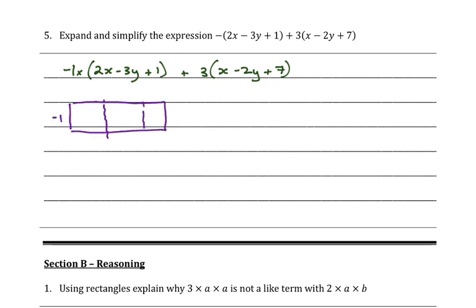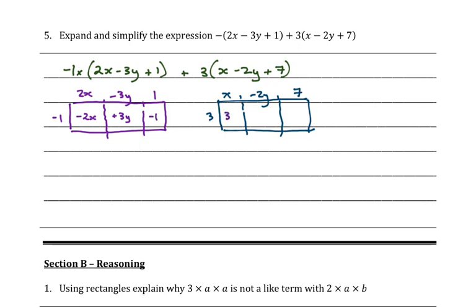We'll expand using an area model, but you don't necessarily need to. I can split this area into 3 separate rectangles. It has a height of -1 and a width of 2x, -3y, and plus 1. This rectangle will have a height of 3 and widths of x, -2y, and plus 7. If I write down the areas of each rectangle, we have -2x because it's -1 times 2x. We have positive 3y because it's -1 times -3y. And we have -1 because it's -1 times positive 1.